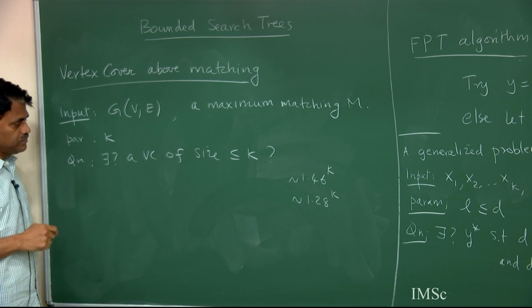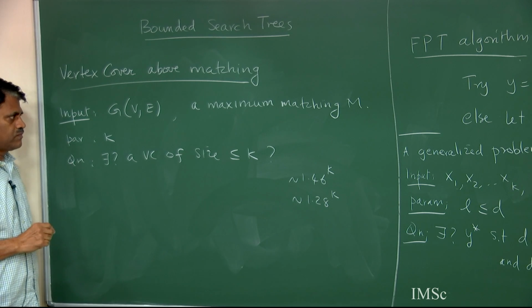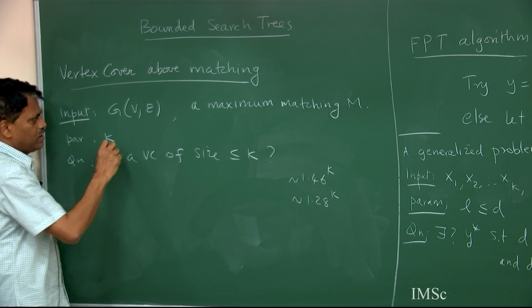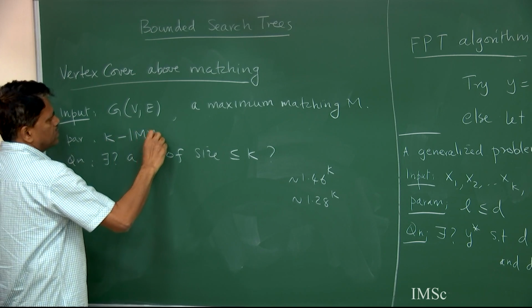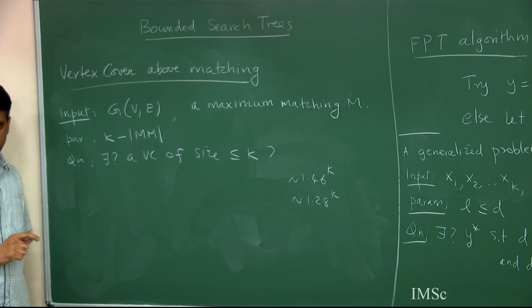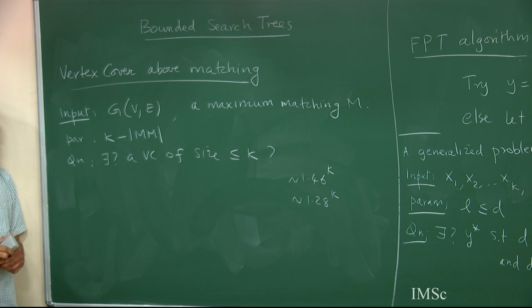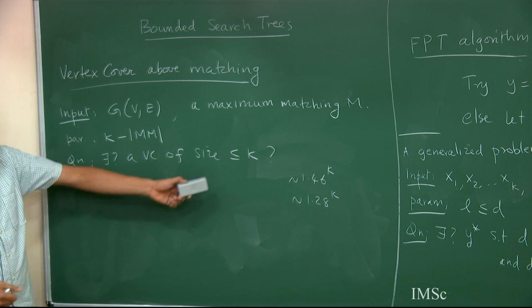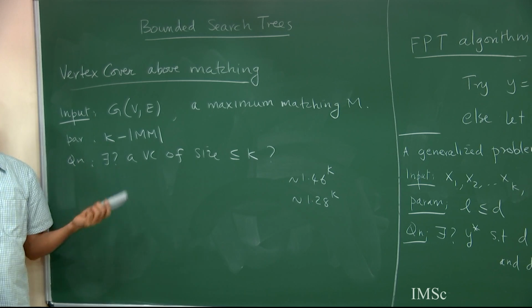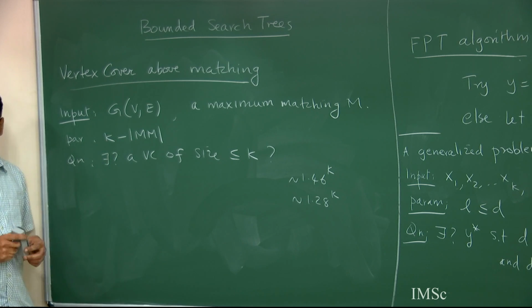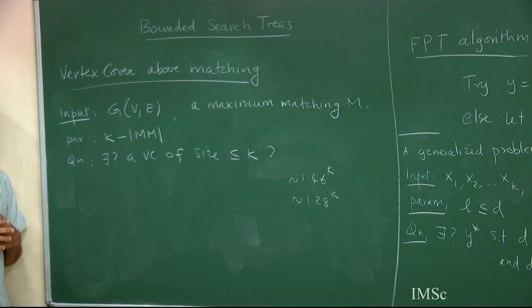But now I am going to tell you my parameter is not k, but k minus the size of the maximum matching given to me, because clearly k has to be greater than or equal to the size of the matching. So this number is greater than or equal to 0, right? Because given any matching, any matching size is a lower bound for the size of the vertex cover. So for any vertex cover, matching size is a lower bound.